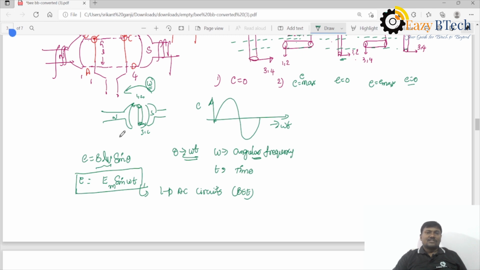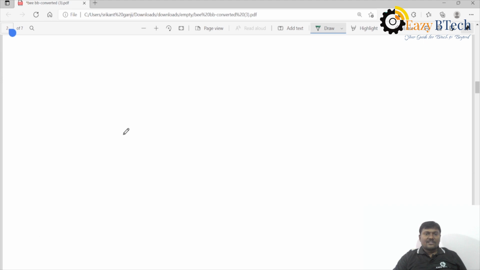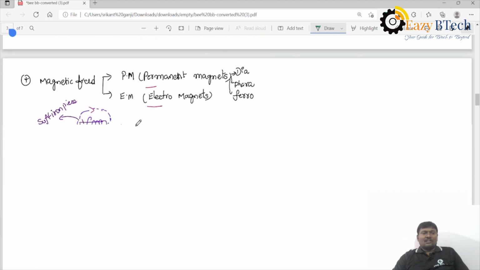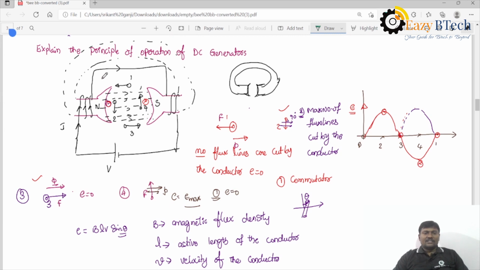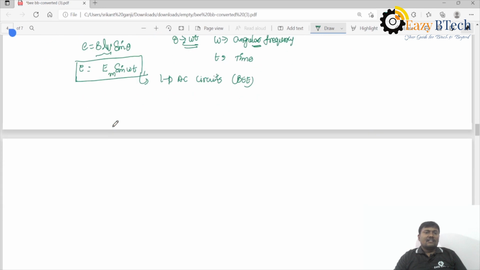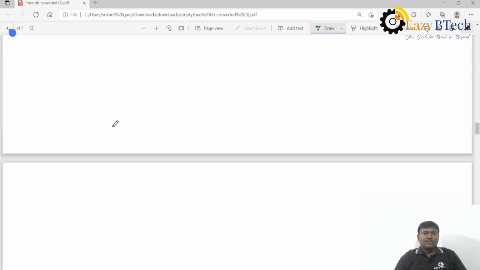So with this, two questions are covered, and one question is to explain the principle of operation, meaning you can go with general expressions. With this explanation, at first position, second position, third position, fourth position, the conductors are rotating in an anti-clockwise direction. At different positions, what will happen? And the second method is to explain the principle of operation of a simple loop generator.